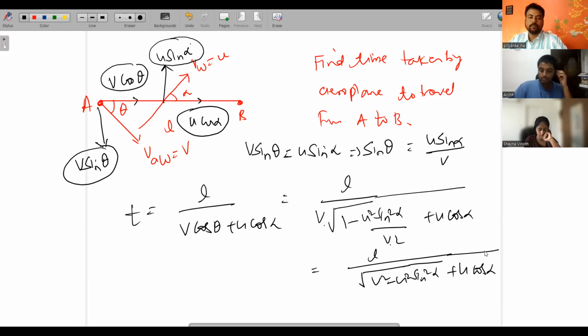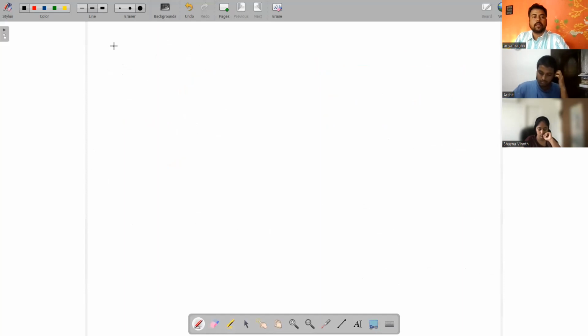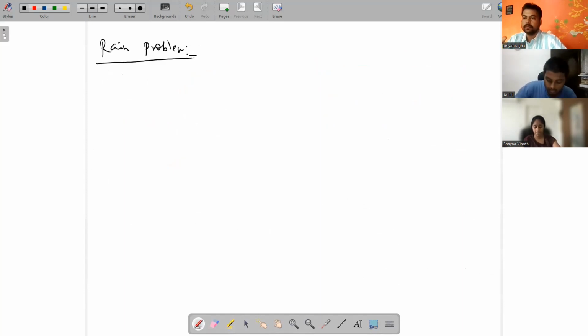Now, rain problem. See, suppose now we are standing somewhere and it's raining. So you can observe the actual direction and actual speed of rain. But suppose you are also traveling with some velocity. In that case, the direction of rain will also change and its speed will also change, right? When you run fast, then you feel that the rain is coming faster to you, right?